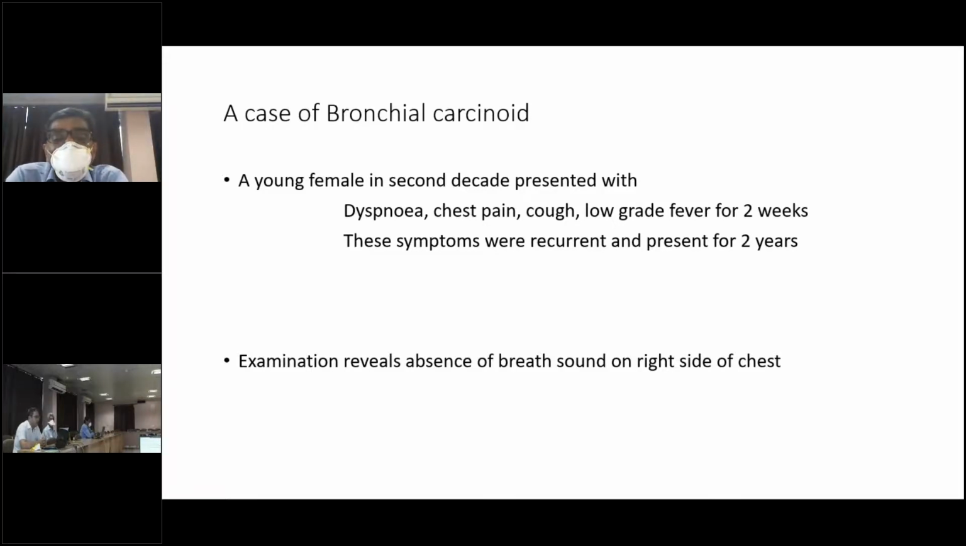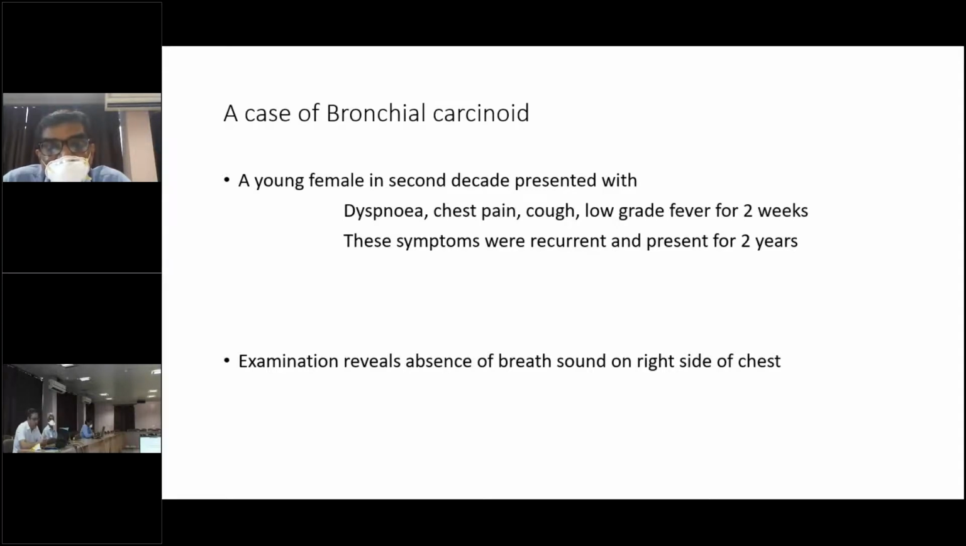So the first case which we encountered recently was a bronchial carcinoid, and this was a young girl who did not show in cardiothoracic surgery. She was seen by pediatric surgeons, and she had a history of dyspnea, chest pain, cough, and low-grade fever. Now these are typical findings of a pulmonary carcinoid when it is centrally located. These symptoms were recurrent for the last 2 years, and examination revealed that the breath sound on the right side was almost absent.